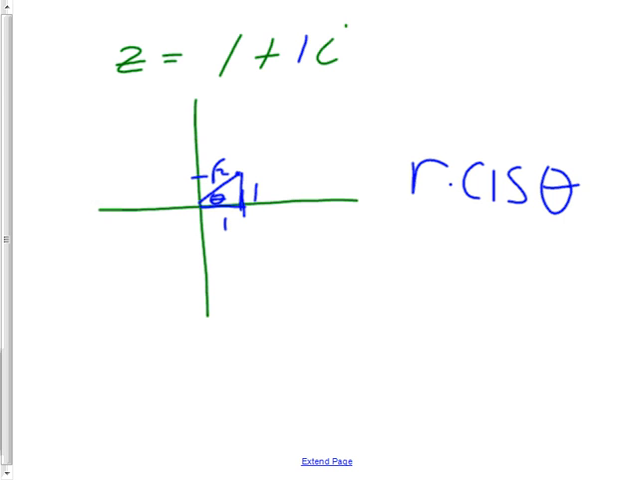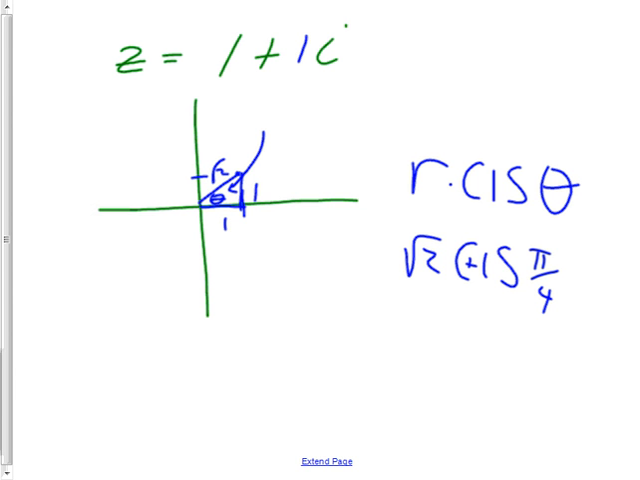So write it out. What's R? Square root of 2. What's cis? Well, just write cis. And technically there's a little plus in there. Remember that? Cosine plus i sine. Okay? And then what's the theta? I figured it out right there. It's pi over 4. Done. That's the polar form of that complex number.